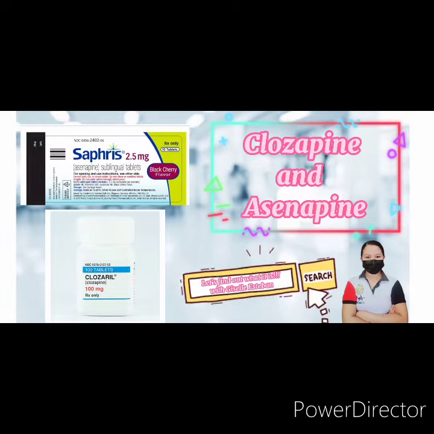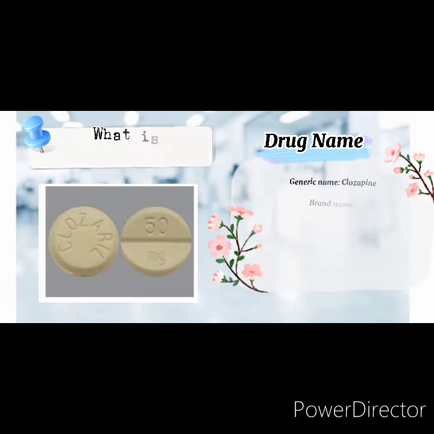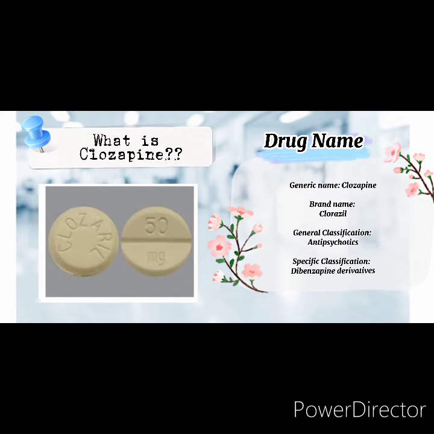Esteban, student nurse, and now let's find out what these two antipsychotic drugs are, clozapine and asenapine. What is clozapine? The generic name is clozapine, the brand name is Clozaril, the generic classification is antipsychotic, and the specific classification is the benzodiazepine derivatives.